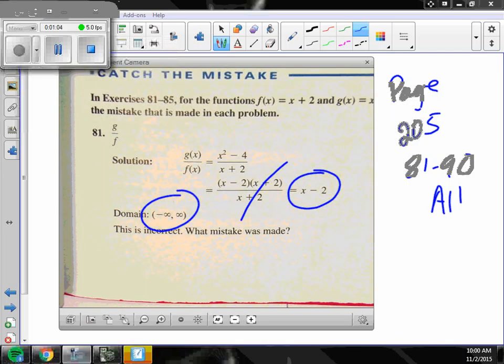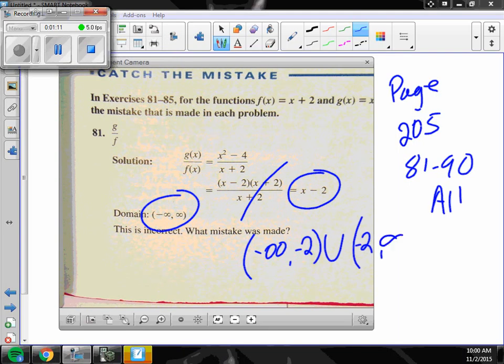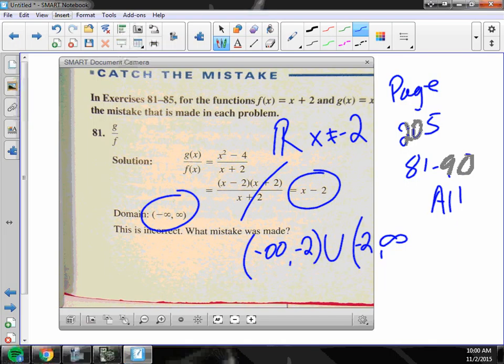So x equals negative 2 is not part of the domain. It should be from negative infinity to negative 2, union negative 2 to infinity, or I would accept all real numbers if x is not allowed to be negative 2. Okay, 82.